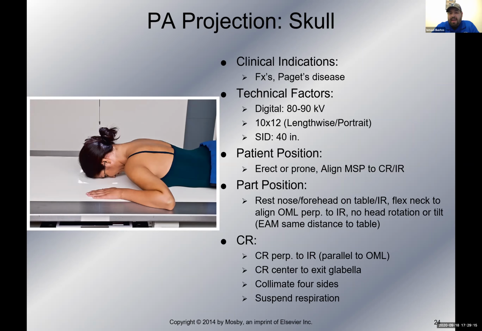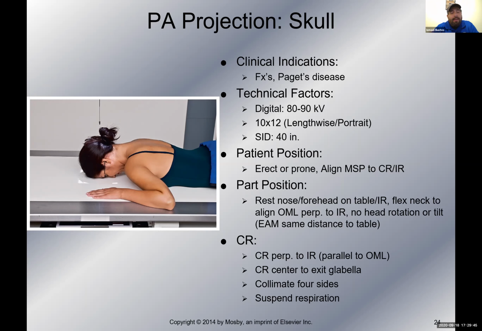The KVP is 80 to 90. This is the best projection for the frontal bone. Again, best projection for the frontal bone, PA projection, because it's forehead on the image receptor, no angle of the CR, there's no distortion. We're going to set up the patient like we did for all PA projections, right? What two structures need to be on the image receptor? Nose and forehead, right? Keep that in your memory.